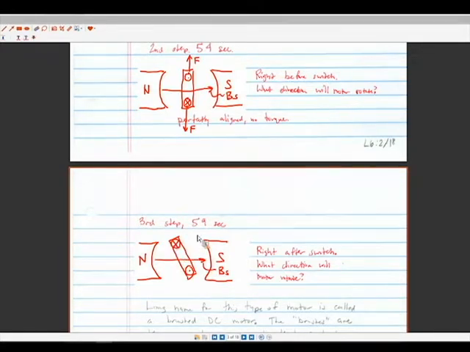Okay, so same analysis as before. B field in this direction. Now current is going out of the page at the bottom. That's my thumb coming at you. Force up. Right? Top one: B field this direction, current going into the page, force down.